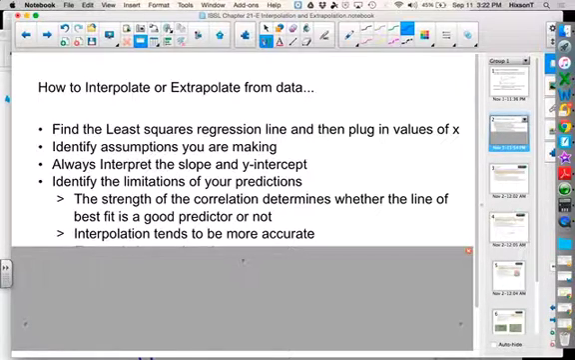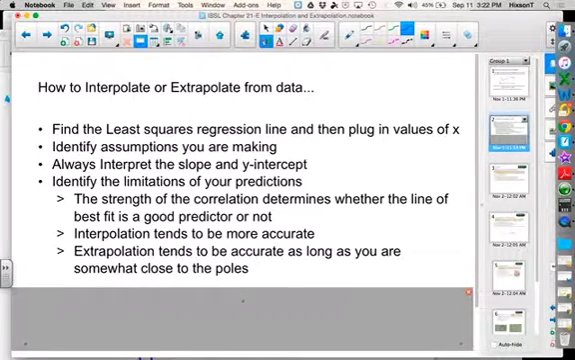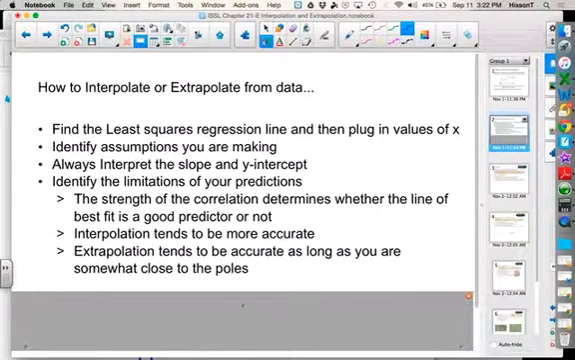Interpolation, we said, tends to be more accurate because it's within the data. Also, you can compare it to actual data values that are close and see if it's kind of close. Extrapolation tends to be accurate as long as you're somewhat close to the poles. Now, there's no real hard and fast rule that I know of for how far away from the poles it starts to become unreliable. Part of that is dependent on how strong your correlation is. But that's just something to be aware of.